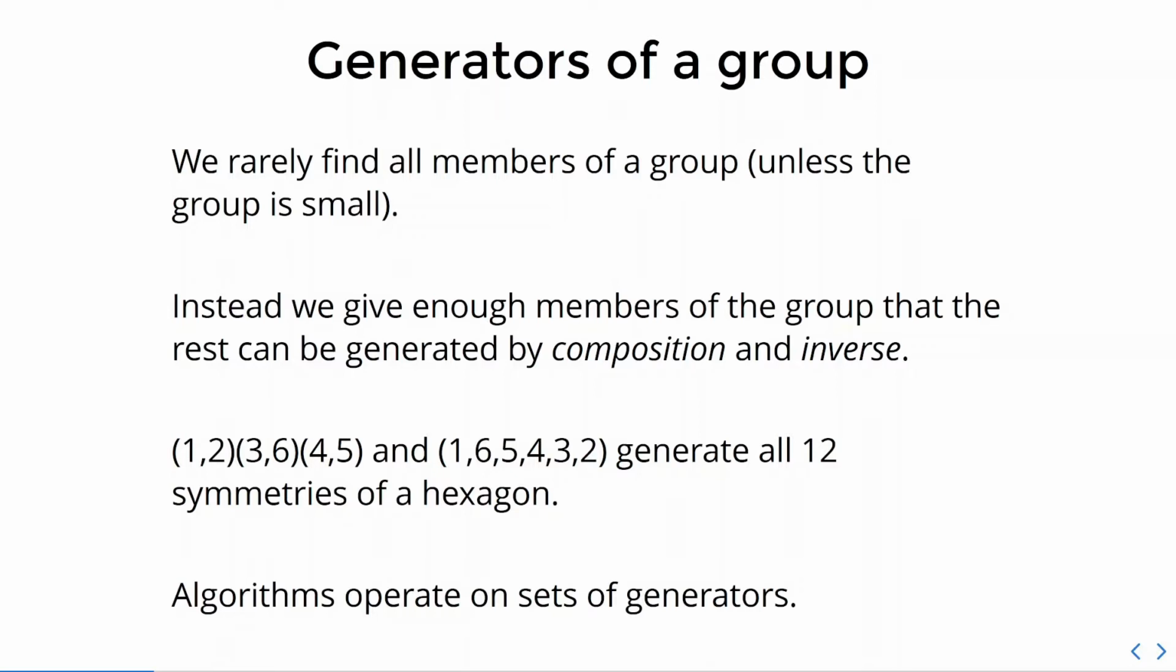We don't have to give you all of the group. So for the hexagon, if I just give you one of the reflections and one of the rotations, then I can generate all 12 symmetries of a hexagon. And so I can say the symmetries of a hexagon are you rotate once, you reflect once, and then you do everything else. And many, many algorithms in group theory act on sets of generators and produce sets of generators because we just couldn't enumerate the whole group.